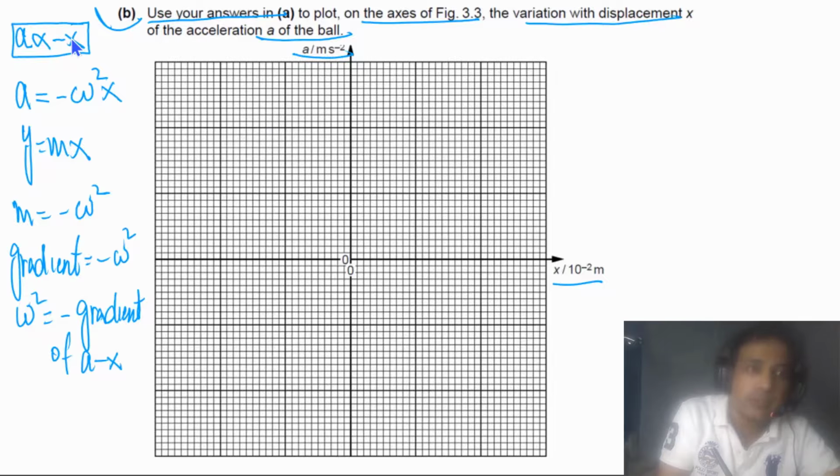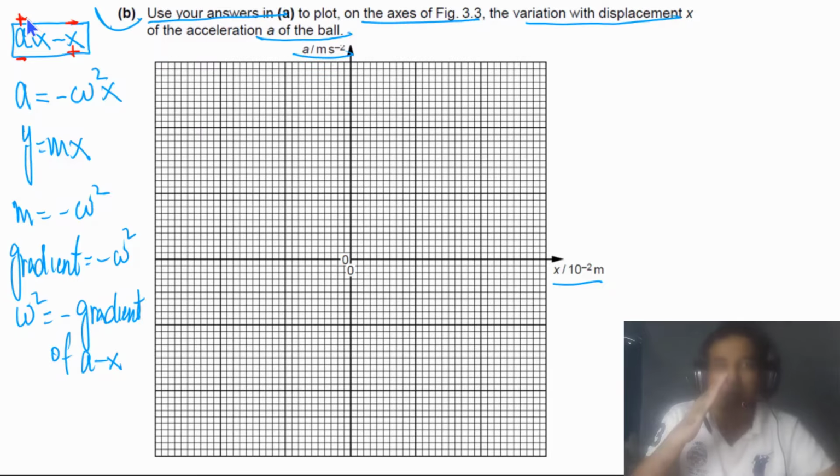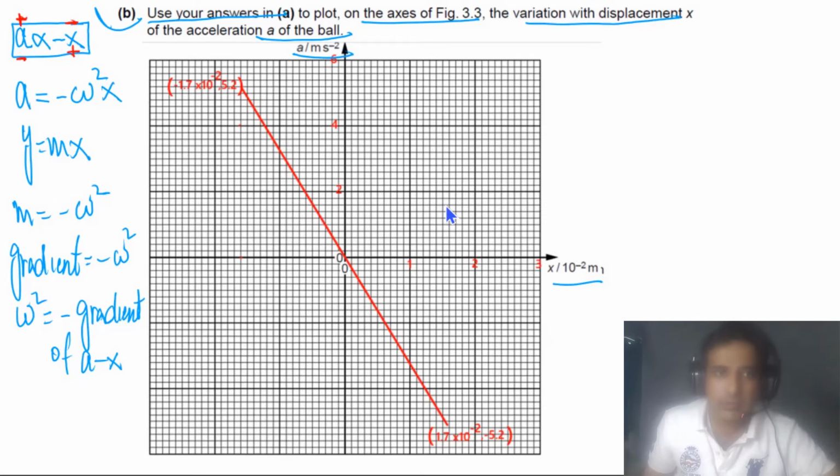It means when x is positive, a has to be negative, and when x is negative, a has to be positive. So the gradient in this case has to be negative, meaning the gradient of the line has to be negative. So let me show you how you can sketch the graph.